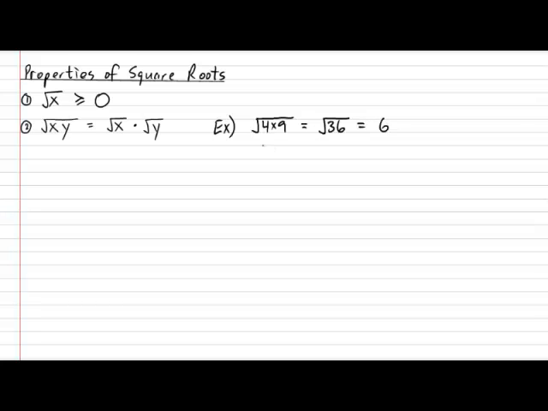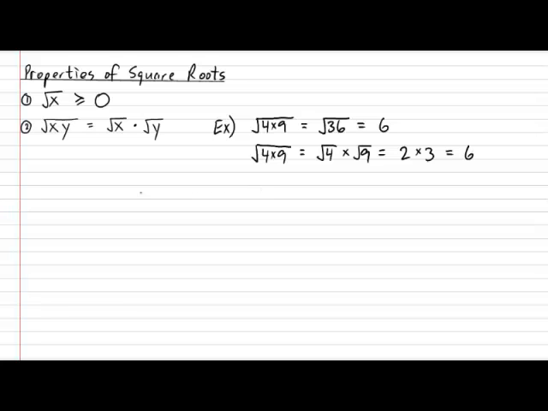Now let's make the same calculation, square root of 4 times 9, but using the property. So the square root of 4 times 9 should equal the square root of 4 times the square root of 9. And when you simplify it, that gives you 2 times 3, which is equal to 6.